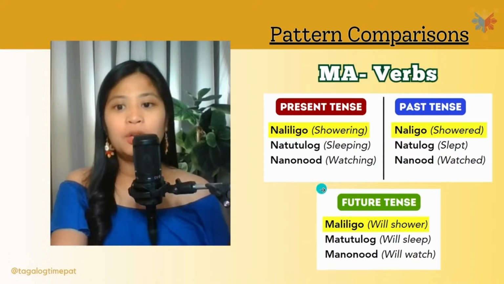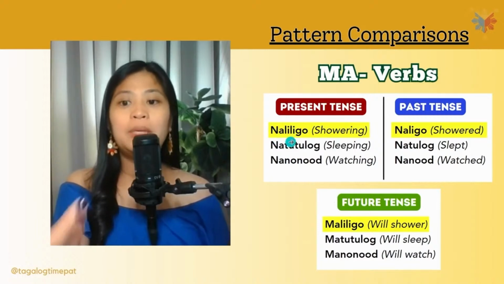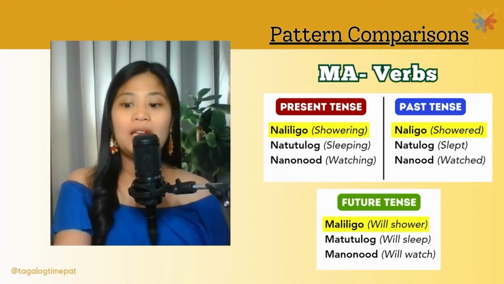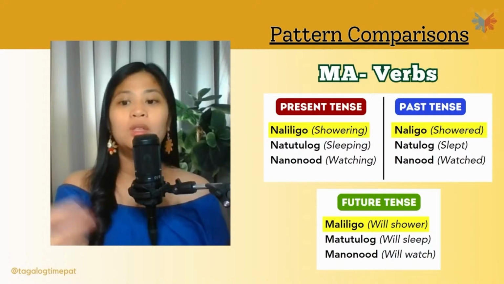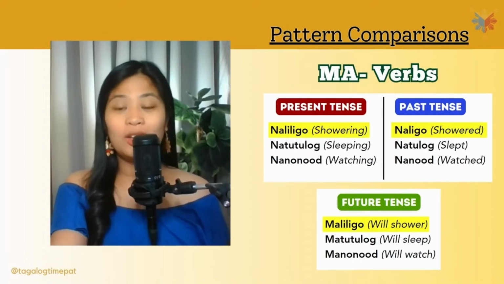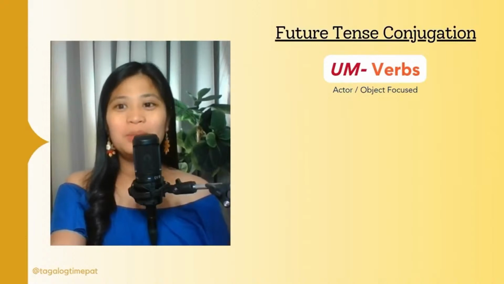Again, for ma verbs, it's a very similar pattern for present and future tense conjugation. The only difference is that first letter. But they both have that repeated first syllable. So again, try to listen carefully or try to rely on the context clues so that you can figure out what they're talking about. Okay, next, um verbs.